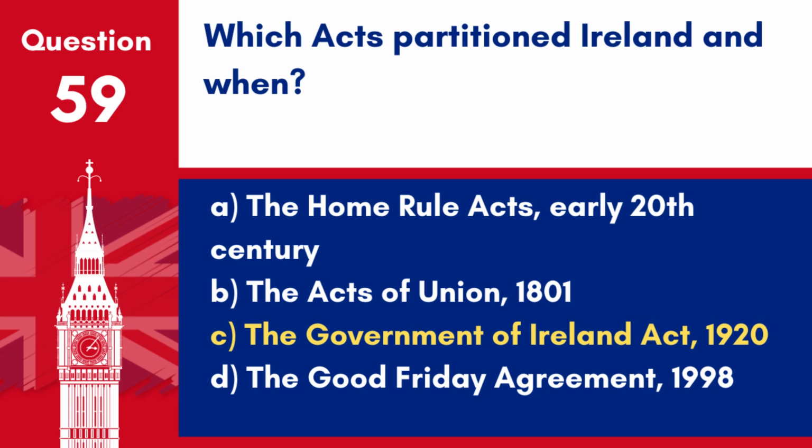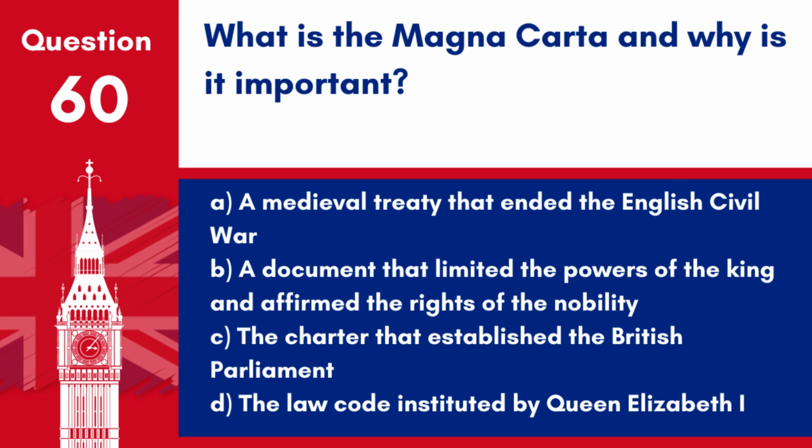Answer C. The Government of Ireland Act, 1920. This act led to the partition of Ireland into Northern Ireland and Southern Ireland, which later became the Republic of Ireland.